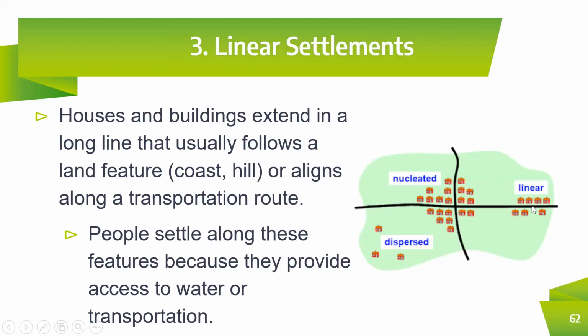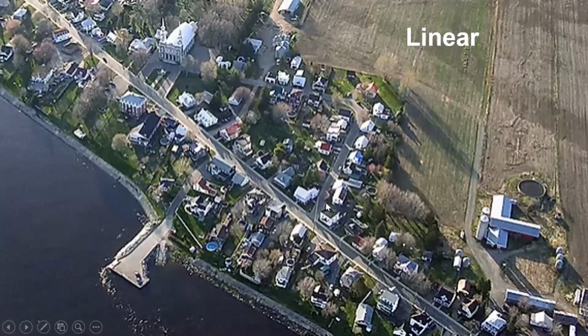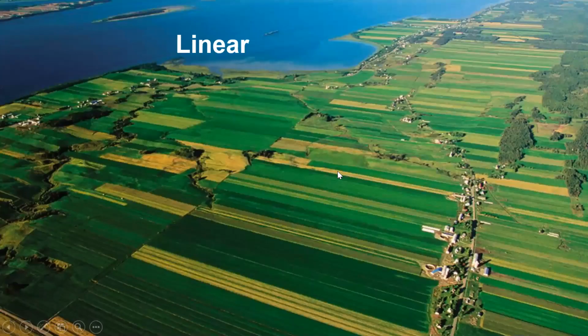Linear settlements: houses and buildings extend in a long line. They usually follow a land feature, like a coast or hill, or line up along a transportation route. People settle along these features because they provide access to water or transportation. Here you'll find a linear settlement, or it could look something like this here.